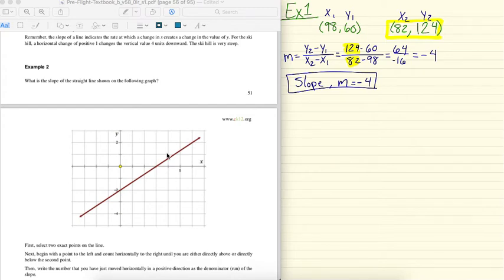Now let's look at example 2. Example 2 says, what is the slope of the straight line shown on the following graph? I'm going to take a moment to sketch this graph, and I would recommend following along with me and doing that in your notes as well.